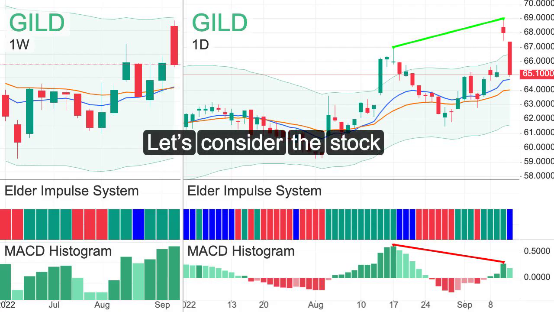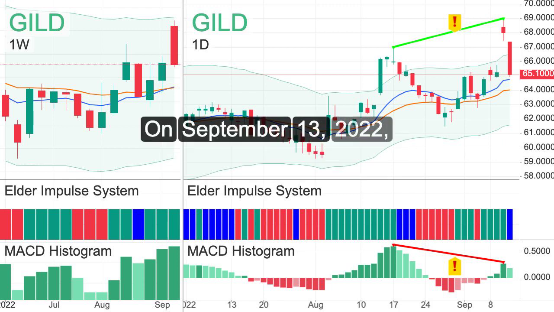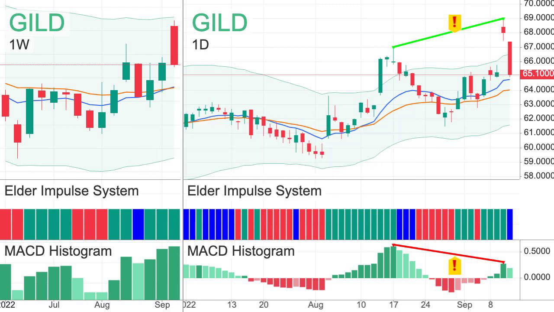Let's consider the stock of Gilead Sciences Inc. On September 13, 2022, a bear divergence formed in an uptrend. This is a strong sell signal. There is a first light bar on the histogram. Are you ready to submit a sell order?